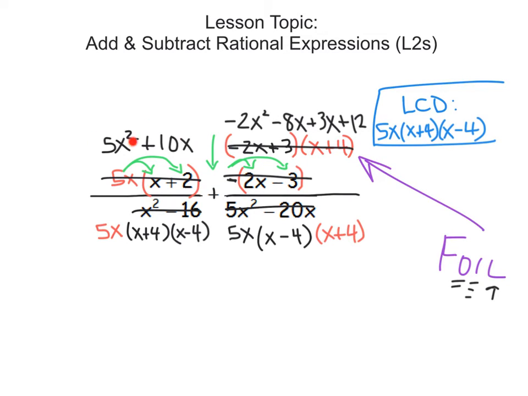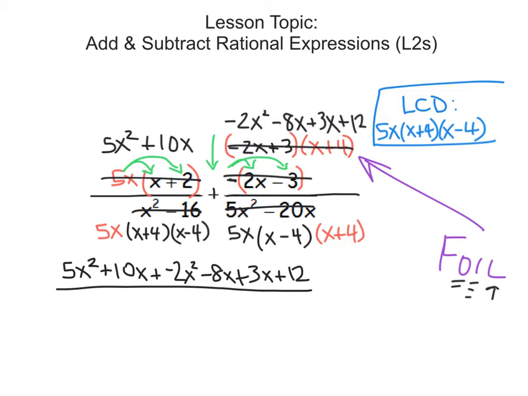All right, so we're going to add this plus all of this. We can write it out. We could combine like terms at the same time if you're comfortable with that, but you might want to carefully write all of it down first. So that's what I'm going to do. So 5x squared plus 10x from the numerator of my first fraction plus negative 2x squared minus 8x plus 3x plus 12 from the numerator of my second fraction, all divided by the LCD of 5x times x plus 4 times x minus 4.